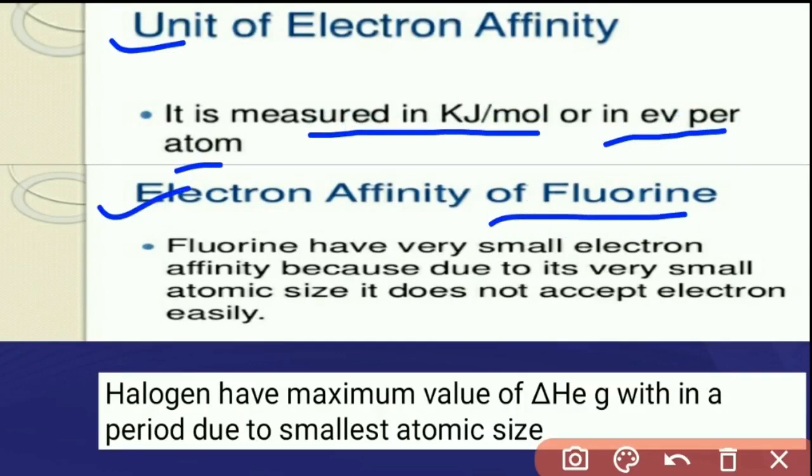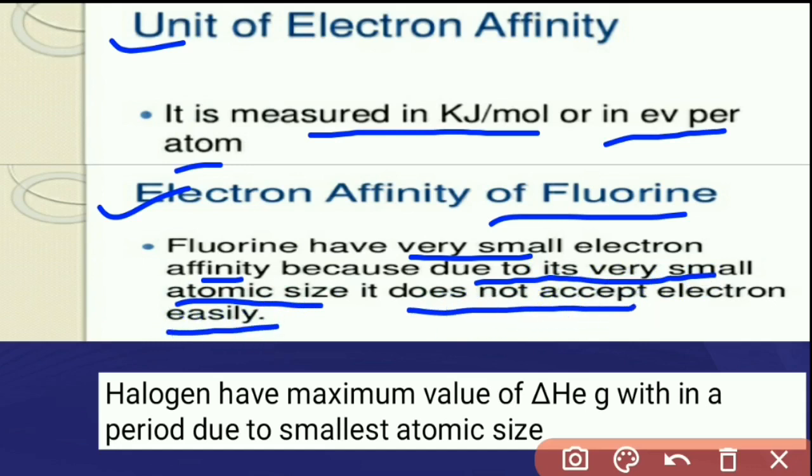Electron affinity of fluorine: fluorine has a very small electron affinity due to its very small atomic size. Due to interelectronic repulsion, it does not accept an electron easily. Generally, halogens have the maximum value of electron gain enthalpy within a period due to smallest atomic size, because the value of electron gain enthalpy depends on the atomic size. As the nuclear charge increases, electron gain enthalpy also increases.